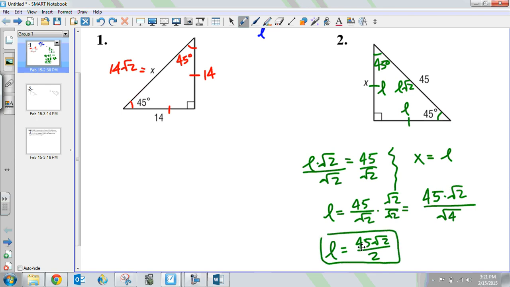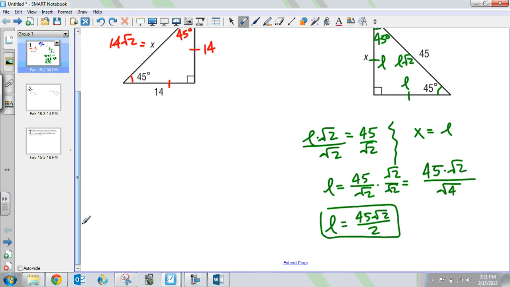Now, since L equals that, we know x is equal to L. So I can say that x is equal to 45 times the square root of 2 all over 2. That's kind of a strange answer to you, but that's a number.